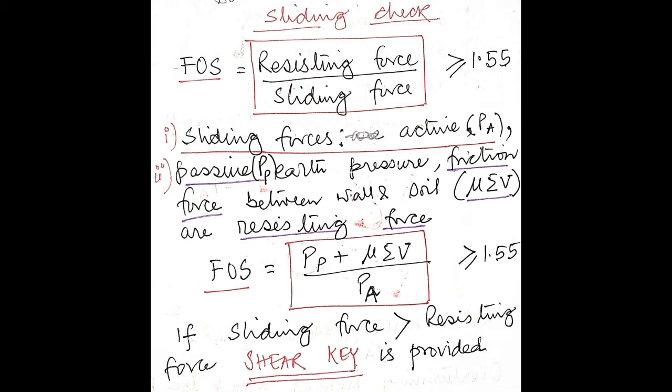What is the sliding force? The active earth pressure, PA. Now this ratio should be greater than or equal to 1.55.